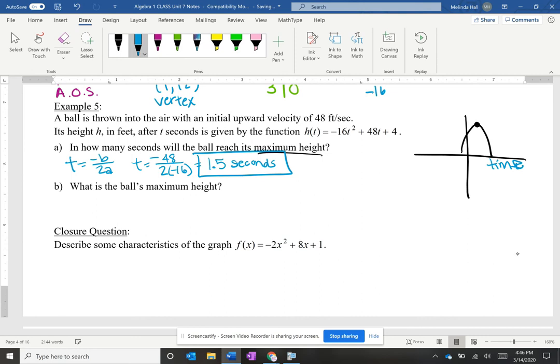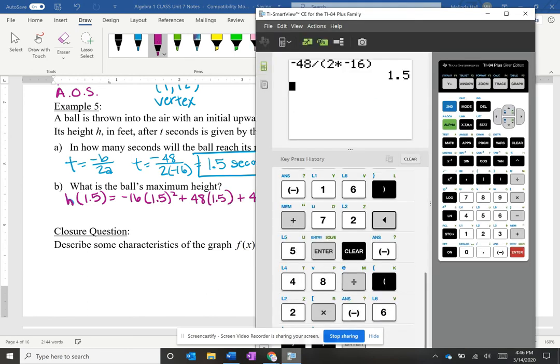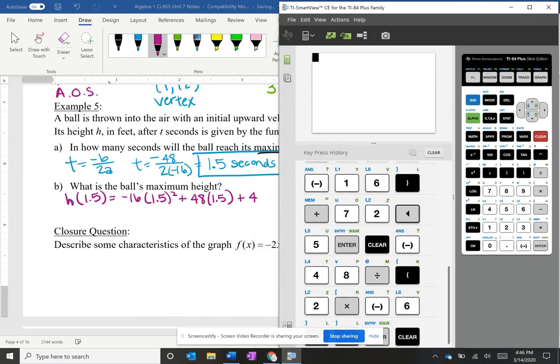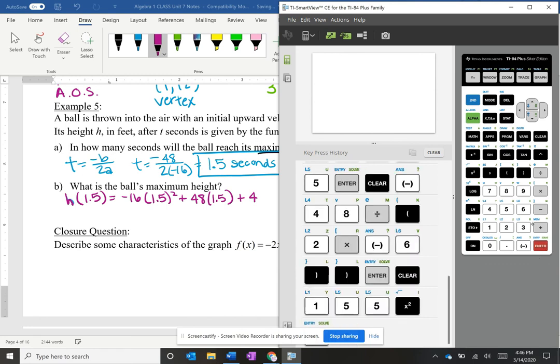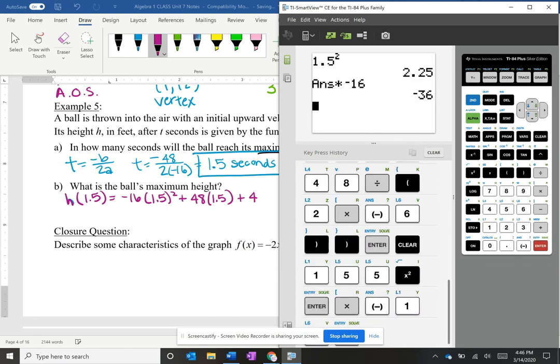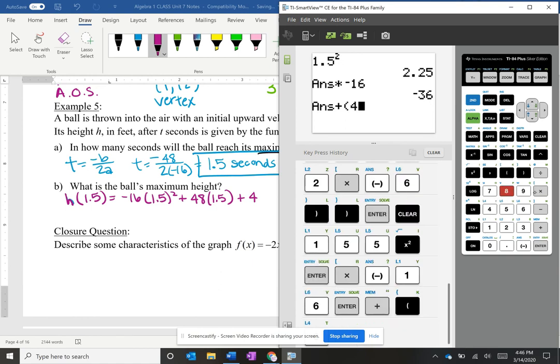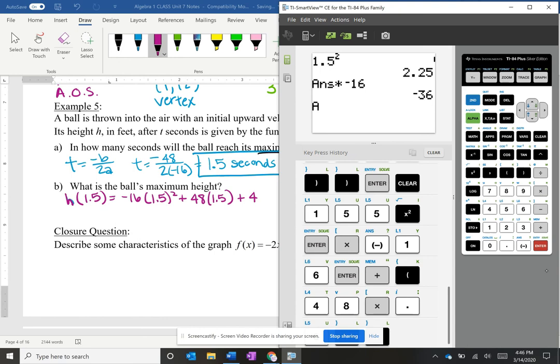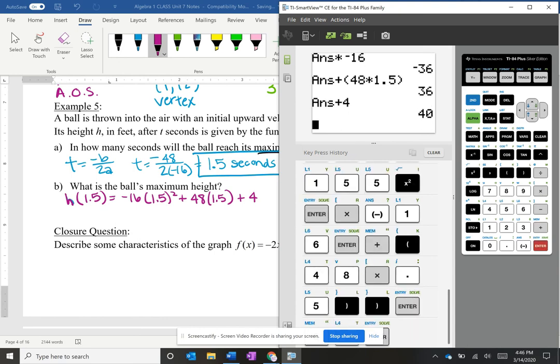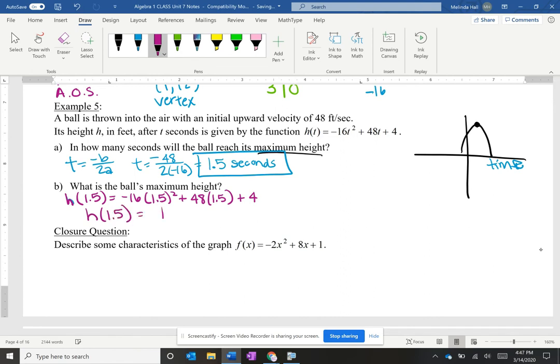So then what is the ball's maximum height? That's going to be the y value of the vertex. And so that means I'm going to have to take this h of t and plug in 1.5. So we would have negative 16 times 1.5 squared plus 48 times 1.5 plus 4. And so this is where we're going to show you some graphing calculator magic, because I can do 1.5 squared pretty easily. Okay, and then you can multiply that by negative 16. Honestly, it's better just to go ahead and do this the slow way, so to speak, because then you get negative 36 plus, do your parentheses, 48 times 1.5. Close your parentheses, enter, plus 4. And that gives us 40. And so that means h after 1.5 seconds is 40 feet.